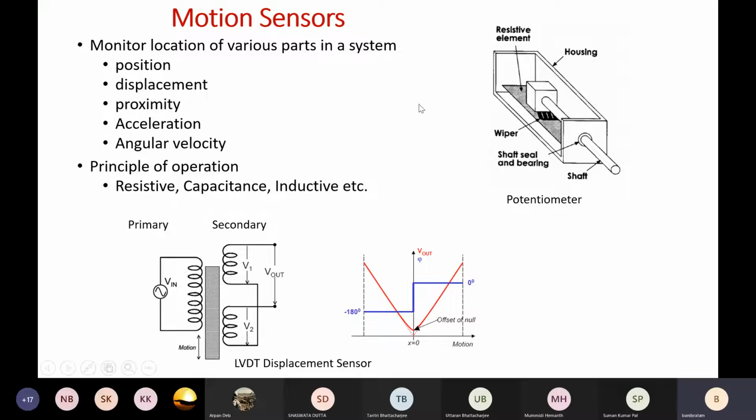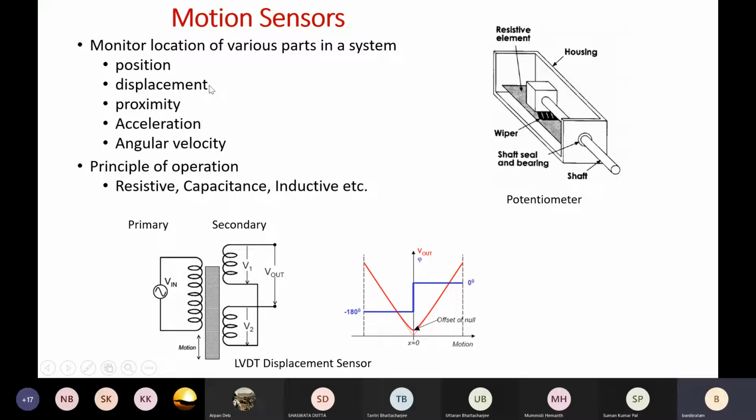Okay, so motion sensor means what? It will monitor the location of various parts in a system, and motion means it can give you information regarding position, displacement, proximity, acceleration, angular velocity, and so on.